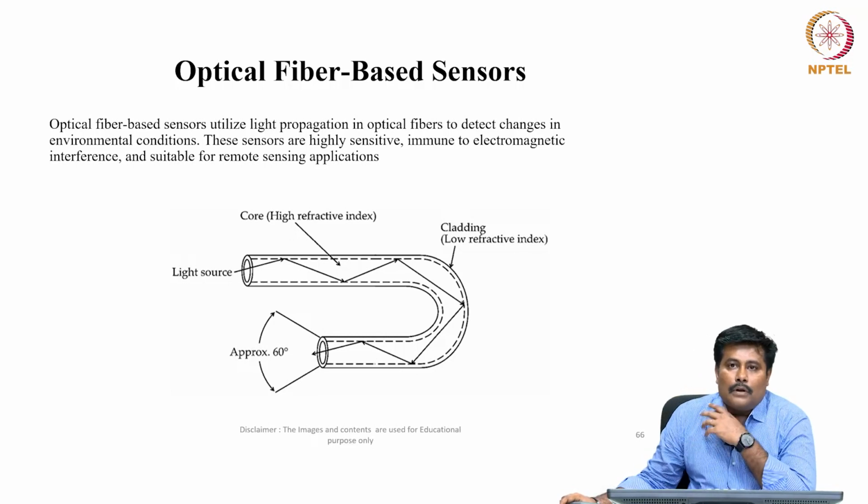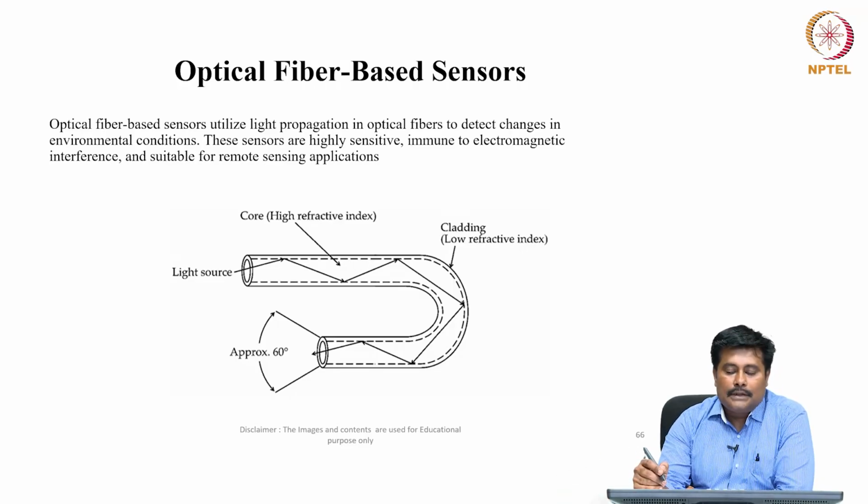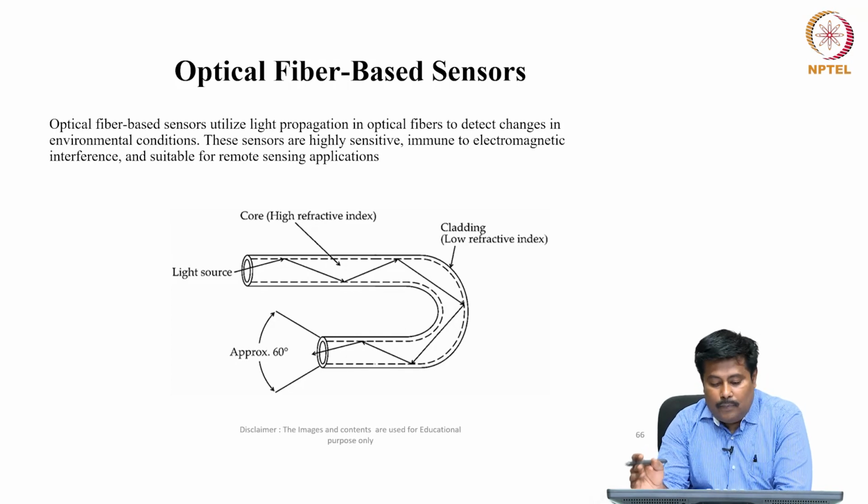Now, let us talk about the optical fiber sensor. The optical fiber sensor is considered to be one of the key successful sensors used for condition monitoring of systems, and it is also widely used for micro sensing related applications. These optical fiber sensors utilize light propagation in optical fibers to detect changes in environmental conditions. These sensors are highly sensitive and immune to electromagnetic interference, and are suitable for remote sensing related applications.